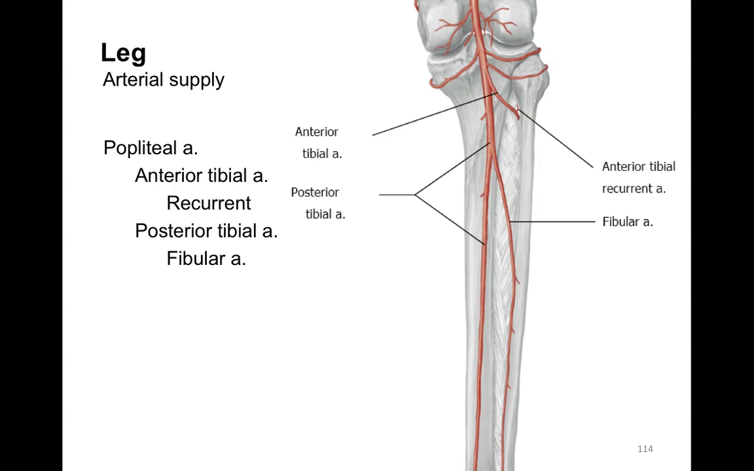Here's a review of the arterial supply of the leg. As we look at a posterior view, the popliteal artery will be found posterior to the knee joint, and the popliteal artery will divide into an anterior tibial and posterior tibial artery. The anterior tibial recurrent will be a branch off of the anterior tibial as it passes through the interosseous membrane near the proximal tibiofibular joint. The fibular artery is a branch off of the posterior tibial artery, with the fibular artery going out toward the fibula, again providing blood to the lateral compartment of the leg.